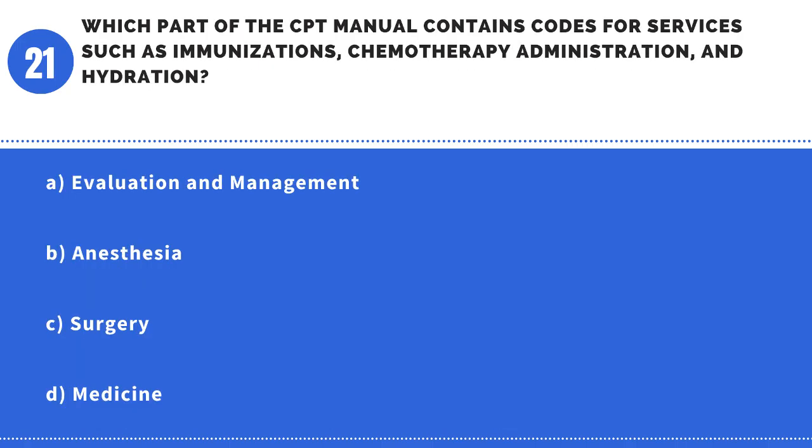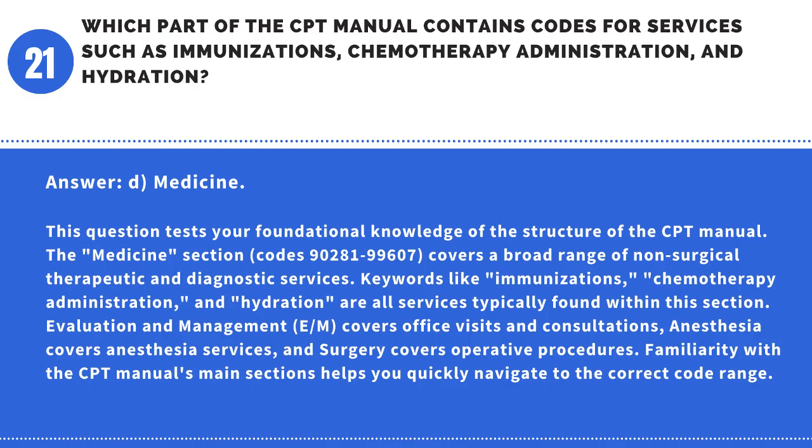Question 21. Which part of the CPT manual contains codes for services such as immunizations, chemotherapy administration, and hydration? A. Evaluation and management. B. Anesthesia. C. Surgery. D. Medicine. Answer D. Medicine. This question tests your foundational knowledge of the structure of the CPT manual.